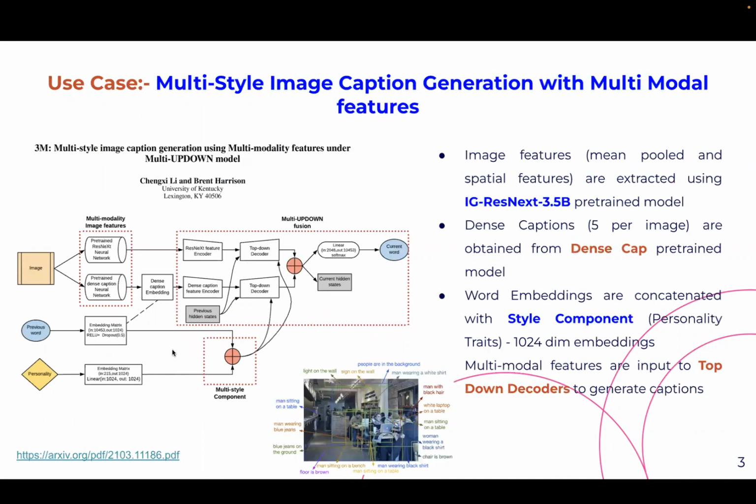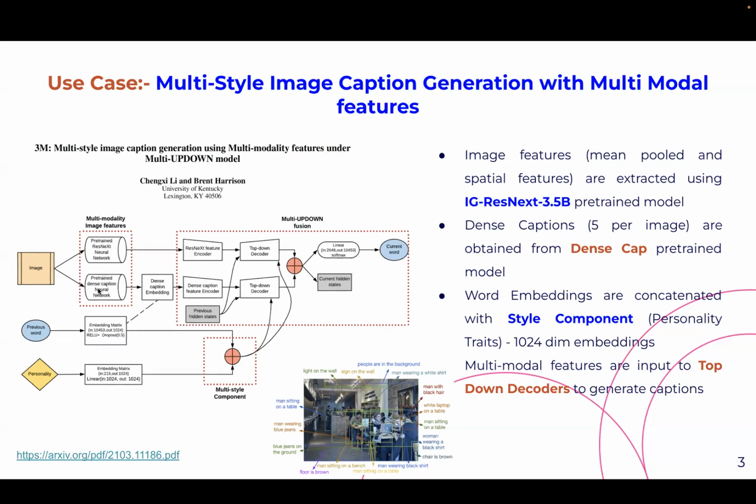Okay, so coming to the use case, image captioning, this is the architecture that I worked upon, which I had shown recently. This particular architecture uses image features as well as text features. The image features are obtained using the ResNext pre-trained model. This ResNext model is basically pre-trained on 3.5 billion Instagram images.